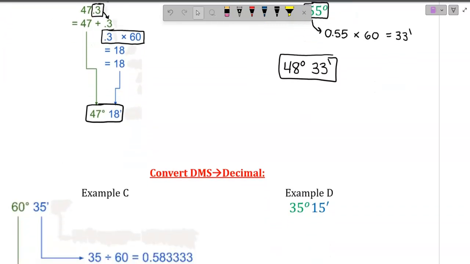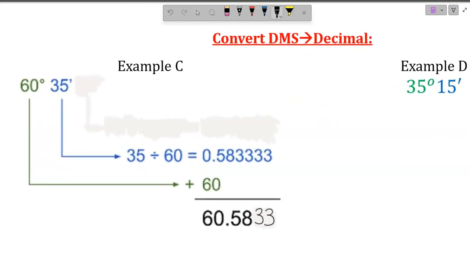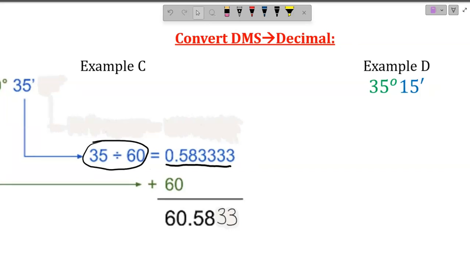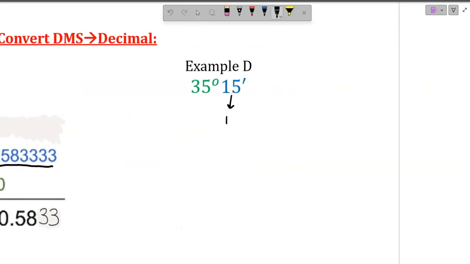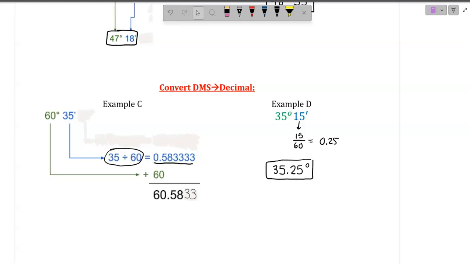Let's go the other way around, because there might be situations where this is going to happen as well. And you'll see that the only difference in this case is that instead of multiplying by 60, we are going to divide by 60. Take the number of minutes that we have, divide it by 60 to get its decimal equivalent, and that's how we come up with our final answer. So in this situation, we're going to take that 15 minutes, divide it by 60, and when I do that, we get a nice clean 0.25, and since we already have our 35 degrees figured out, the answer to this final question would be 35.25 degrees.